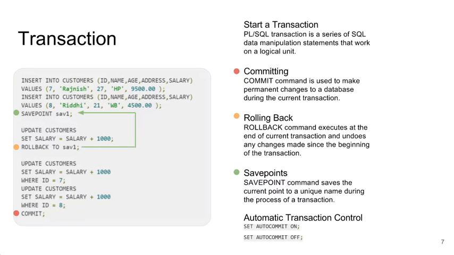To describe transactions in PL/SQL, we chose a link from Tutorials Point. In this slide, we give a quick overview of transactions. A transaction is a series of SQL data manipulation statements that work on a logical unit. Three important transactions are commit, rolling back, and save points. A commit is used to make permanent changes to a database during the transaction. A rollback executes at the end of the current transaction and undoes any changes made since the beginning of the transaction. A save point command saves the current point to a unique name during the process of a transaction.